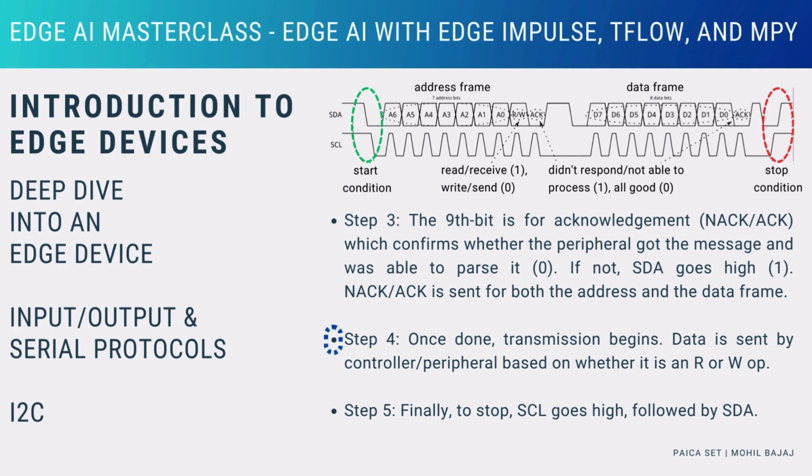With the acknowledgement done, in step 4, the actual data transfer happens. The data frame too is 9 bits with 8 bits for the actual data and the 9th bit for the acknowledgement. Once the data has been transmitted, in the final step, the controller sends a stop signal by pulling the SCL line high, followed by the SDA line, marking the end of the transmission.